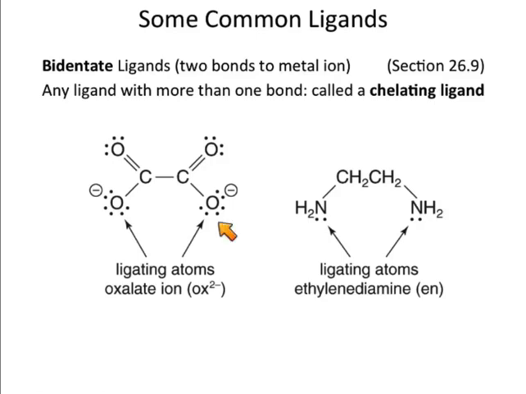And the oxalate will bind through these oxygen atoms. Sure, this thing resonates, but once it binds, it stops resonating, so we can draw it in a single form. And we give this its nickname of ox, and then we'll say that it's a -2 ligand. And then ethylene diamine gets the name en, and it binds through these nitrogen atoms.